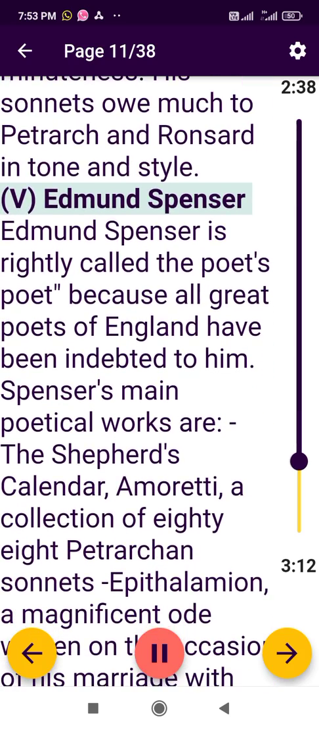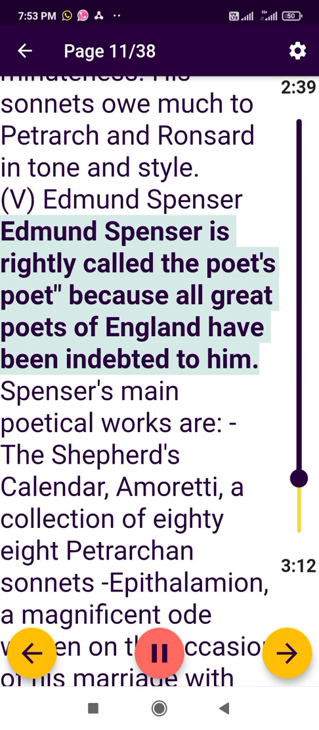V. Edmund Spenser. Edmund Spenser is rightly called the poets' poet, because all great poets of England have been indebted to him.